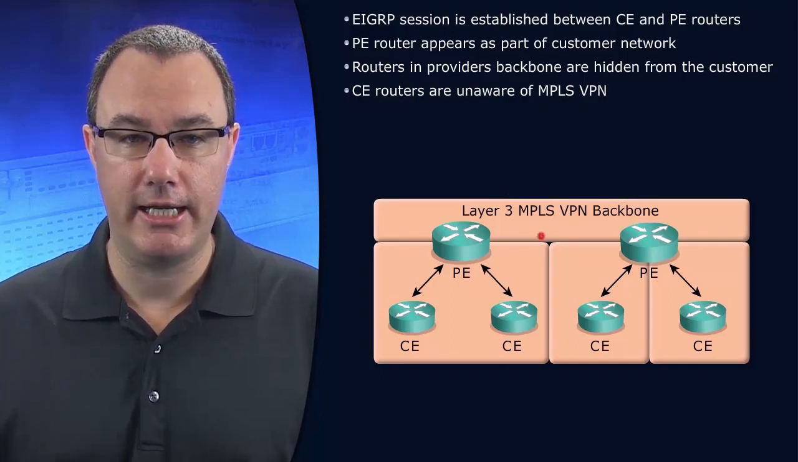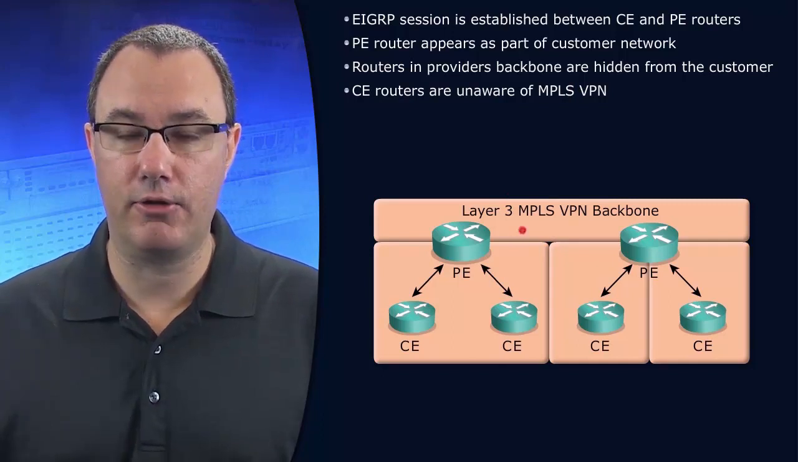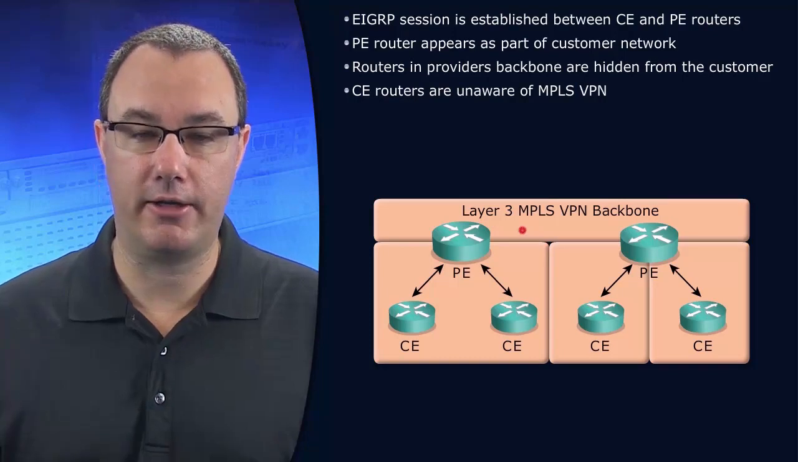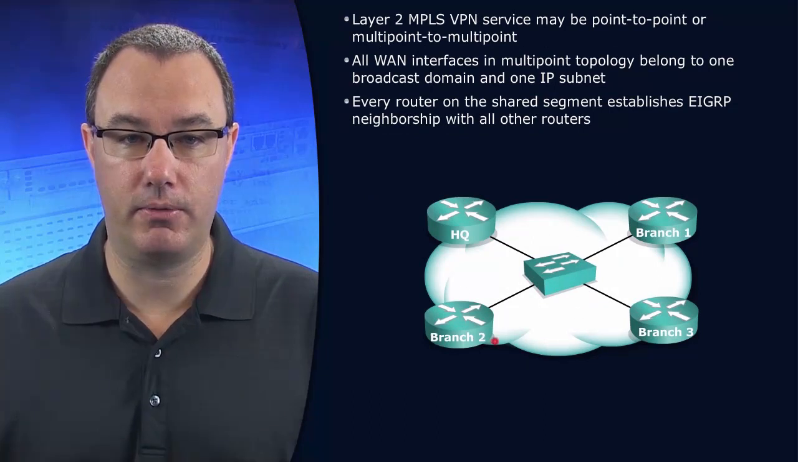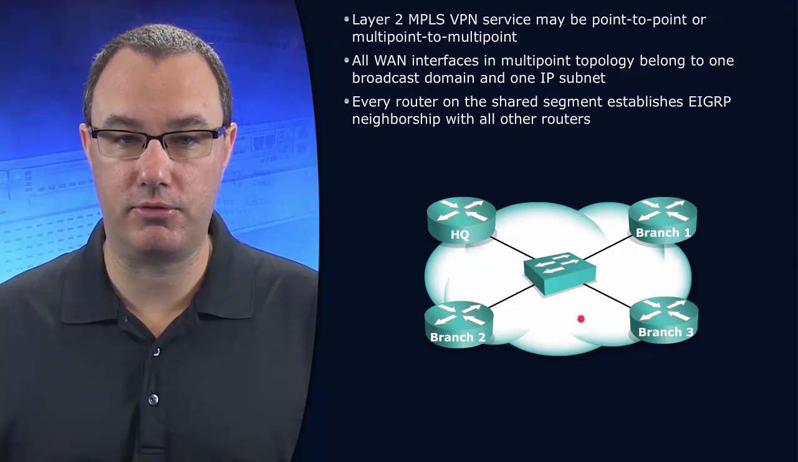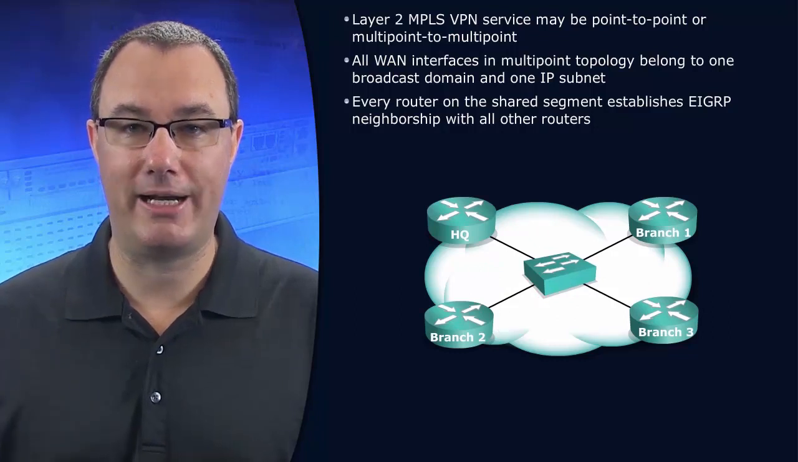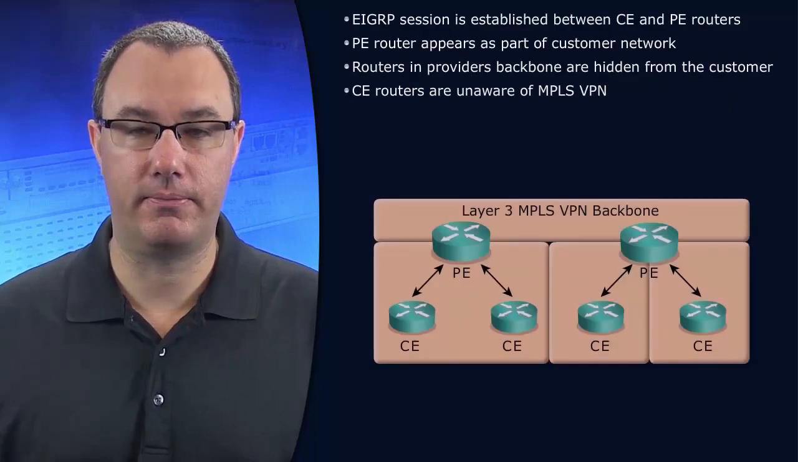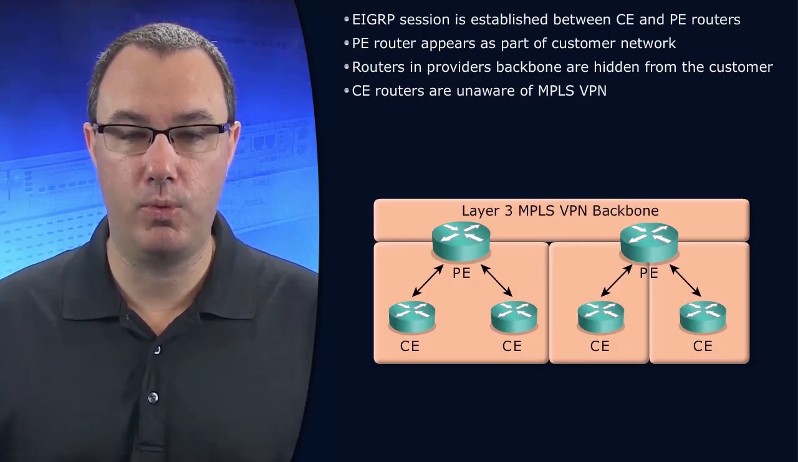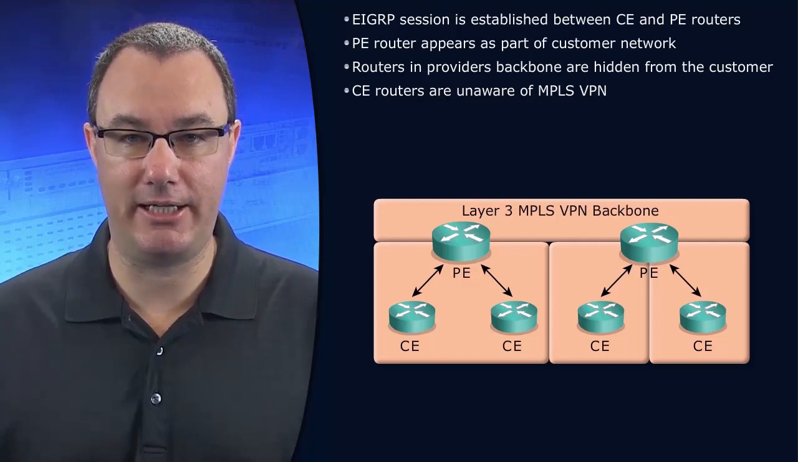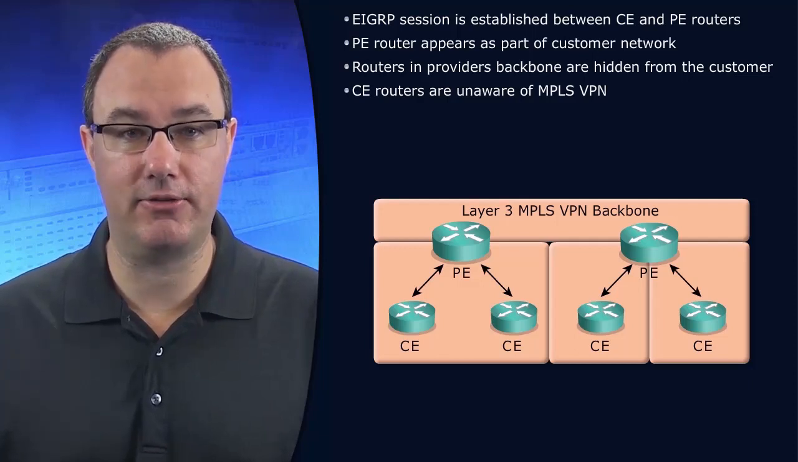This is what an MPLS Layer 3 environment looks like. Layer 2, very, very different. Polar opposites, I would argue, where it looks like just a LAN interconnection between our sites. Now let's go back and look at MPLS Layer 3 VPNs with respect to EIGRP, so we understand what EIGRP is going to see.